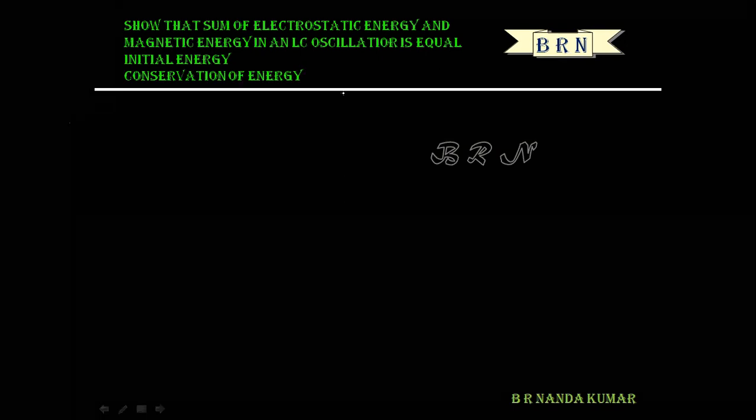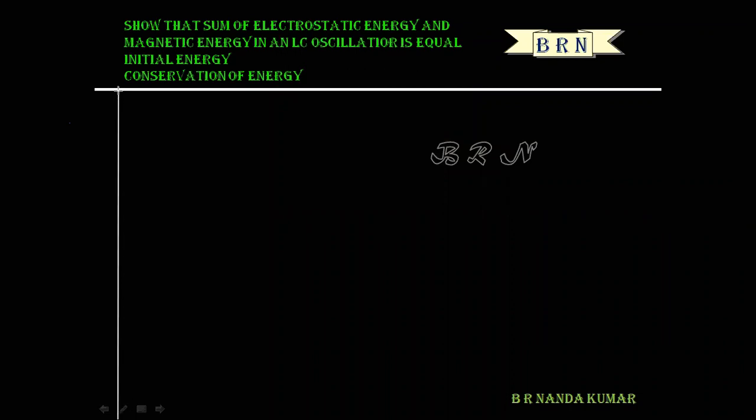So what is the mathematical expression for the instantaneous charge on the capacitor in an LC oscillator? The mathematical expression for instantaneous charge is Q is equal to Q naught cos omega naught t. So this is actually the mathematical expression for instantaneous charge on the capacitor. That means charge at any instant of time on the capacitor in an LC oscillator.